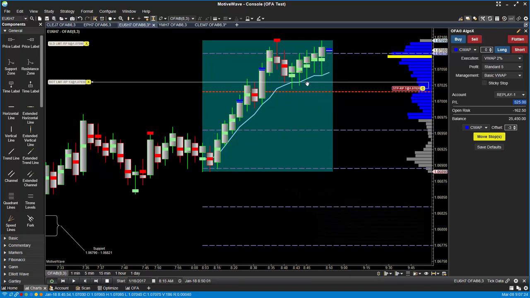Now, I want you to absorb this. Look how well this is acting as support. When you see this happening, and let me be very clear, it's not always going to hold and be perfect.